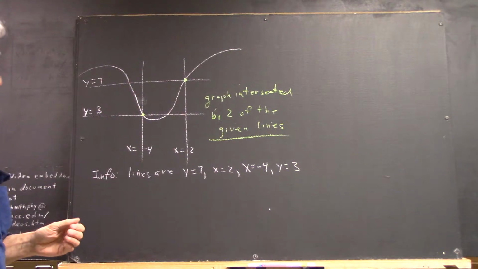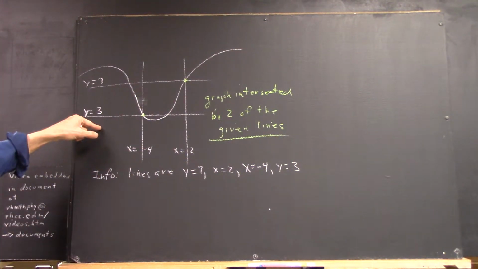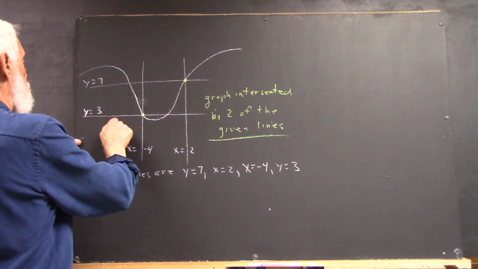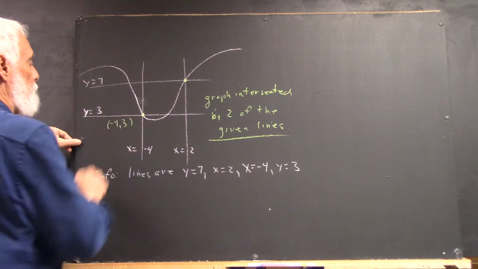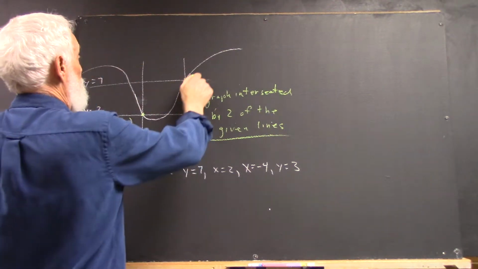It will be -4, 3. Yeah, x is -4, y is 3, right? Yeah. So this is the point -4, 3. This is the point, obviously, 2, 7.